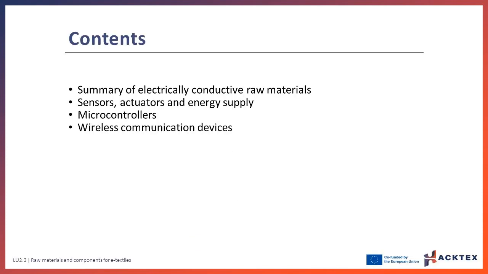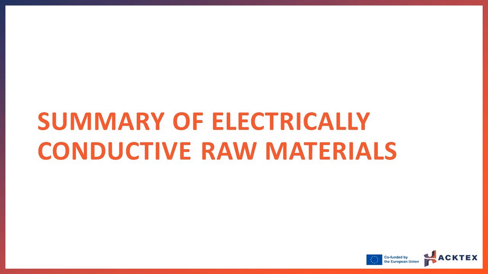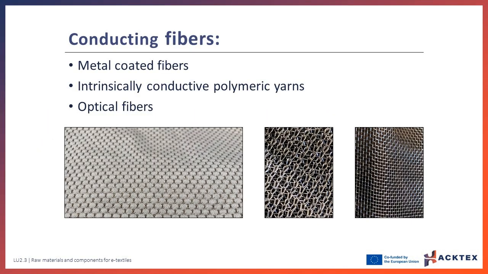The contents of this presentation are: summary of electrically conductive raw materials, sensors, actuators and energy supply, microcontrollers and wireless communication devices. Summary of electrically conductive raw materials. An e-textile is a textile with smart functions. In particular, conductive textile yarn or fibers interface with electronic devices and subsequently integrate into the textile materials.